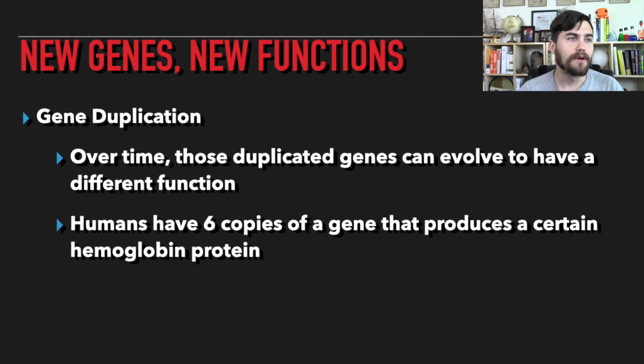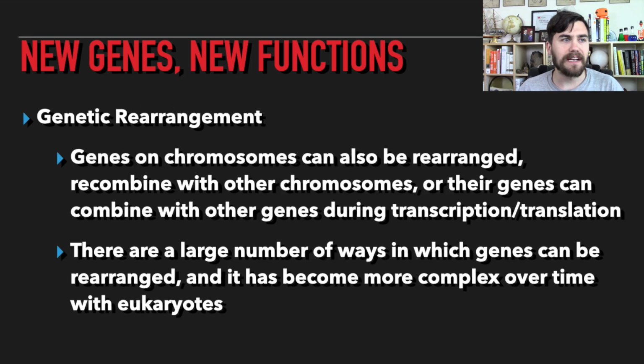So as I was saying, over time, those duplicated genes can evolve to have a different function. And we know for a fact that this happens because in humans, for example, we actually have 6 copies of the same gene. It's a gene for making one of your hemoglobin proteins. So you only need one, but we have 6 for whatever reason. And there are tons and tons of other examples of this, but we don't really need to go over every one of those. And then there's genetic rearrangement.